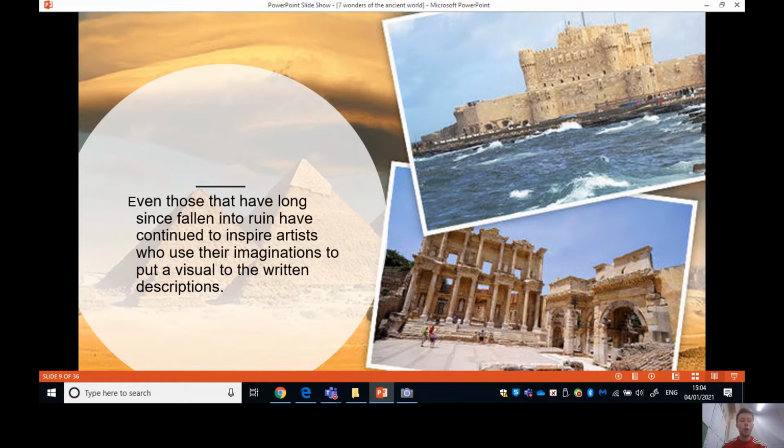Okay, so even though 6 out of 7 of these ancient wonders have now fallen into ruin or are not there anymore, they have continued to inspire artists who have used their imaginations to put a visual to the written descriptions. So they not only inspire architects and different people around the world now, they also inspire artists who use their imaginations to create images of them.